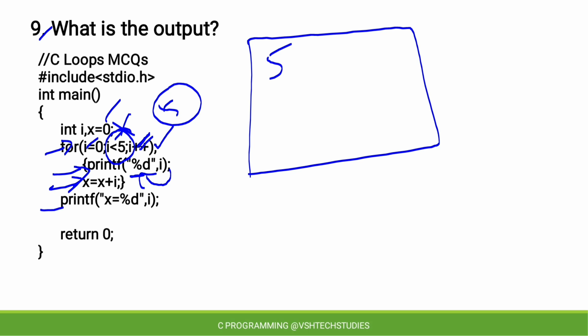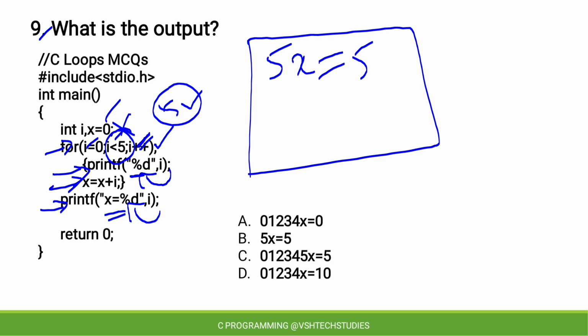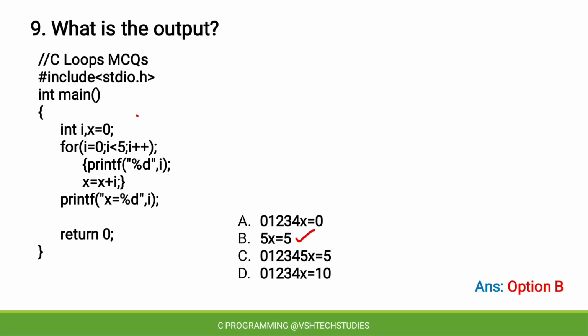In the next line, x equal to, then the I value is substituted here. I value was 5, so that is printed here. That is why in these multiple choices the correct option is B. So x equal to 5 is printed on the monitor. Okay. So when option B is correct, why are the other options wrong?